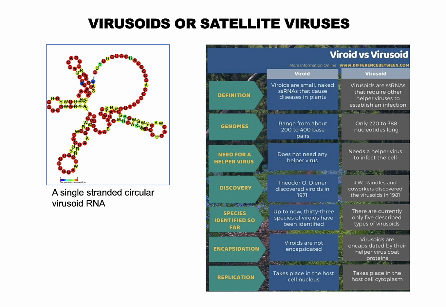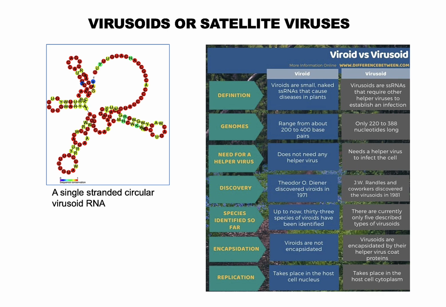The helper virus replicates independently of the virusoids. The virusoid genomes are relatively small, ranging from 220 to 388 nucleotides in length. Importantly, a virusoid genome does not code for any protein. It solely serves to replicate the virusoid RNA.